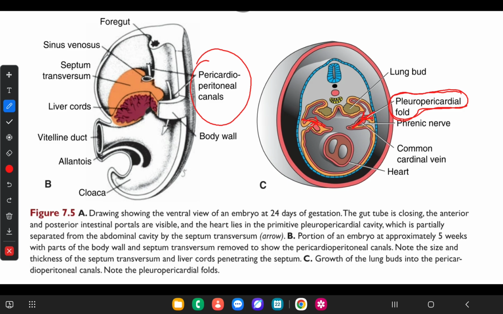With the growth of the lung bud, the pleuropericardial fold grows towards the midline in between the lungs and the heart, separating the thoracic cavity into a pericardial cavity and 2 pleural cavities. Then we have to discuss the formation of the diaphragm.